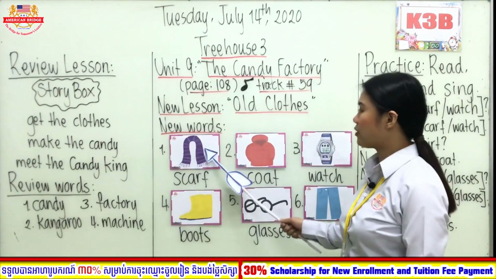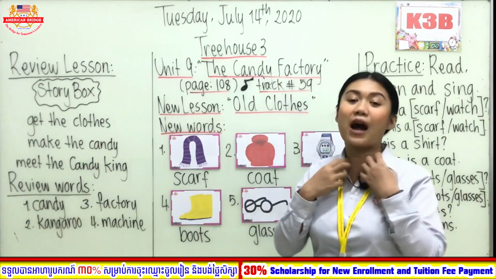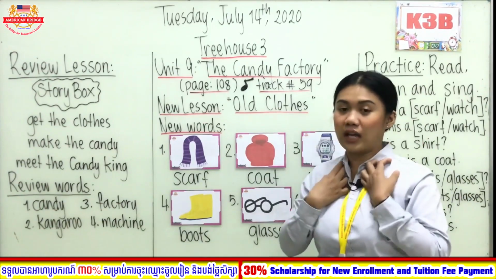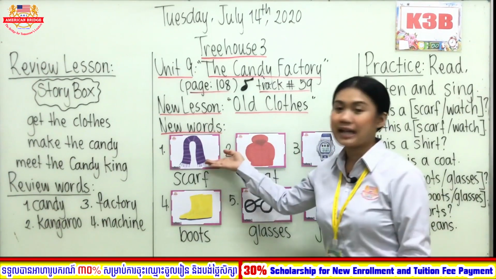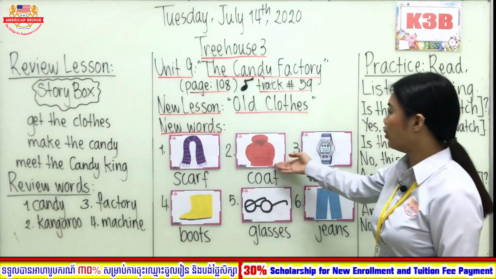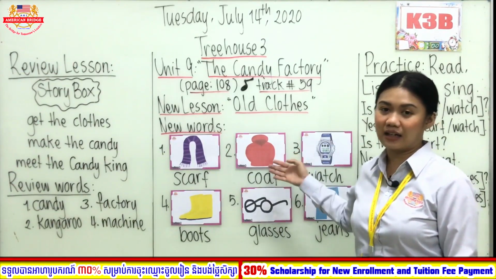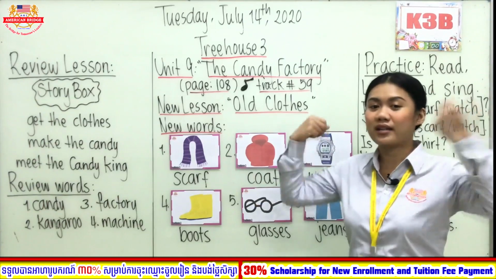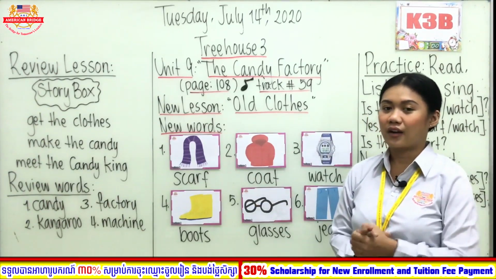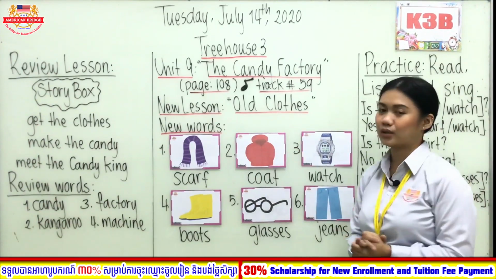So these new words are clothes because you wear all of these on your body. For example, this one, scarf, you wear around your neck to not feel cold, to feel warm, okay? This one is scarf. Number 2, this one is coat. You see, for example, like a raincoat, right? You wear that one to protect from the rain. So this one is coat.